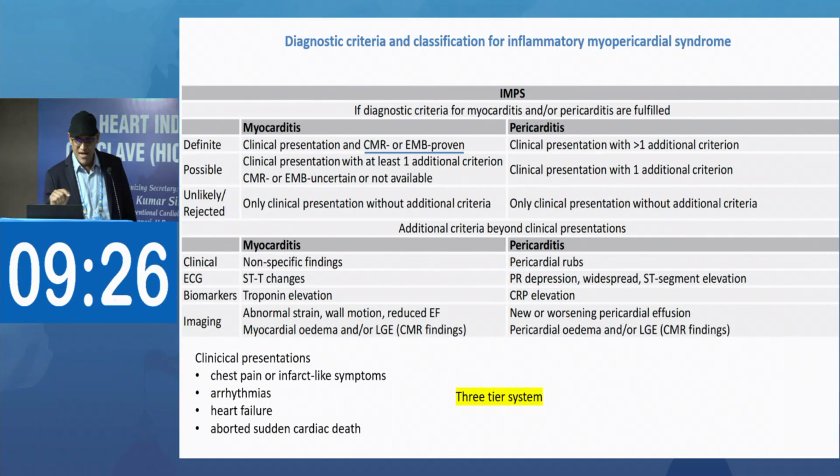For pericarditis, clinical presentation with one additional criteria. Additional criteria could be pericardial rub, PR depression, or widespread ST depression, CRP elevation, or new worsening pericardial effusion, or pericardial edema on CMR findings. So these could lead to definite diagnosis of pericarditis. So the importance of diagnosis of myocarditis: to make a definitive diagnosis, it should be CMR or EMB, endomyocardial biopsy proven, to give a definite diagnosis.